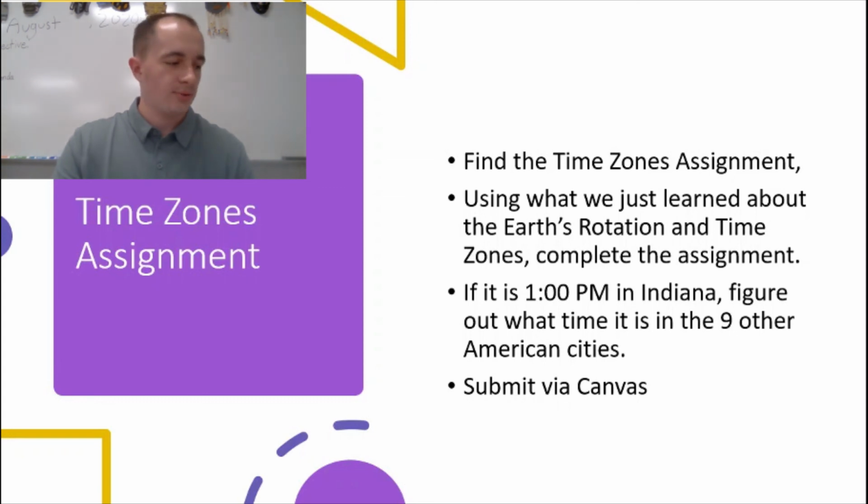So on our worksheet, if it is 1 p.m. in Indiana, our time, figure out what time it is in the 9 other American cities. So number 1 is, what time is it in Orlando, Florida? So we need to find where Orlando, Florida would be on our map, and then see what time zone it is, and then using it being 1 p.m. in Indiana, where we are, what time would it be in Orlando, Florida?